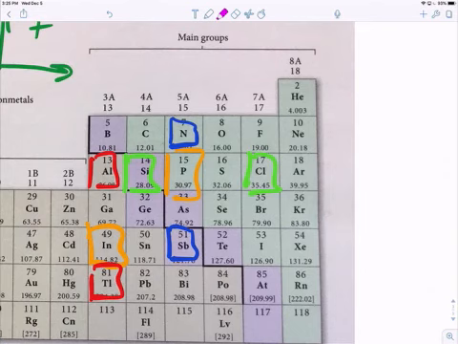How about the red, thallium or aluminum? Which one's higher? Aluminum, it's higher. It's above thallium. How about the green, silicon or chlorine? Chlorine, right? More to the right. What about the blue, antimony or nitrogen? Right, nitrogen's higher. What about the orange, indium or phosphorus? Phosphorus, right? It's both up and to the right. So, you guys got this?